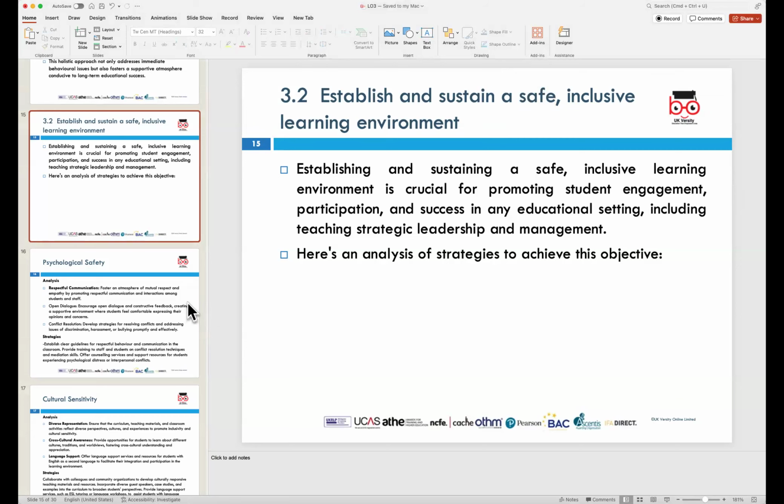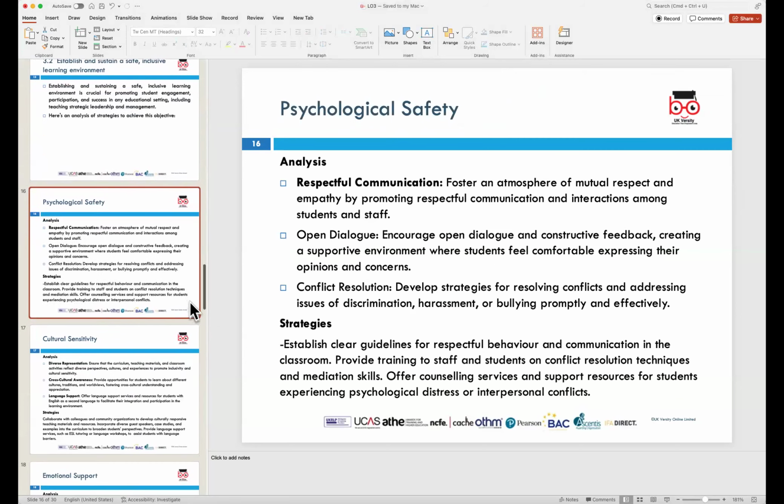So when we talk about safe classrooms, we are talking about 5 or 6 different aspects. One of them tends to be psychological safety. That means you're looking at making sure that in the classroom there is a constructive and open dialogue which can be promoted amongst your children or the learners who are in the class.